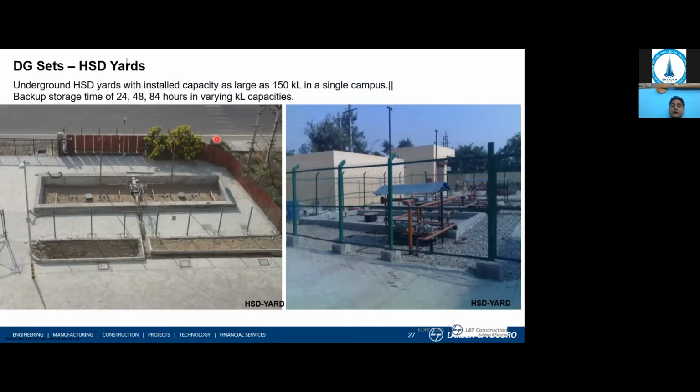This is the HSD yard, the underground diesel storage yard. For this also, I need to have a proper clearance for the truck to unload and move out.